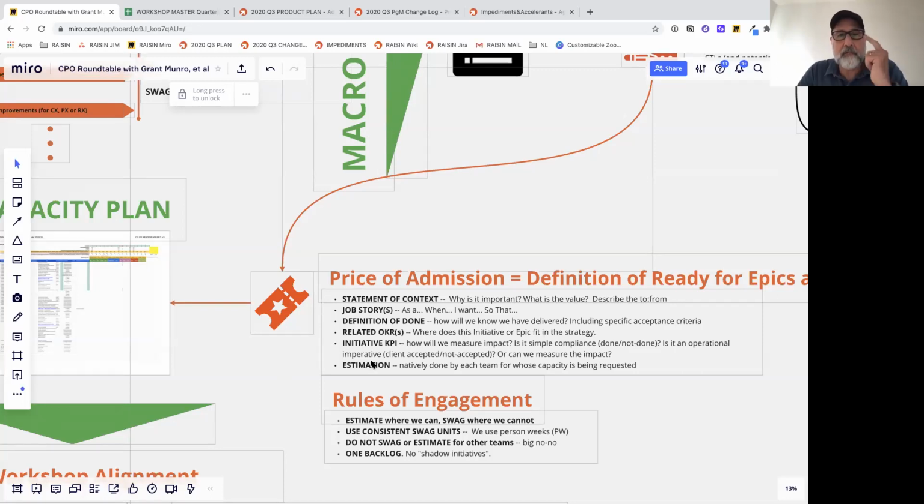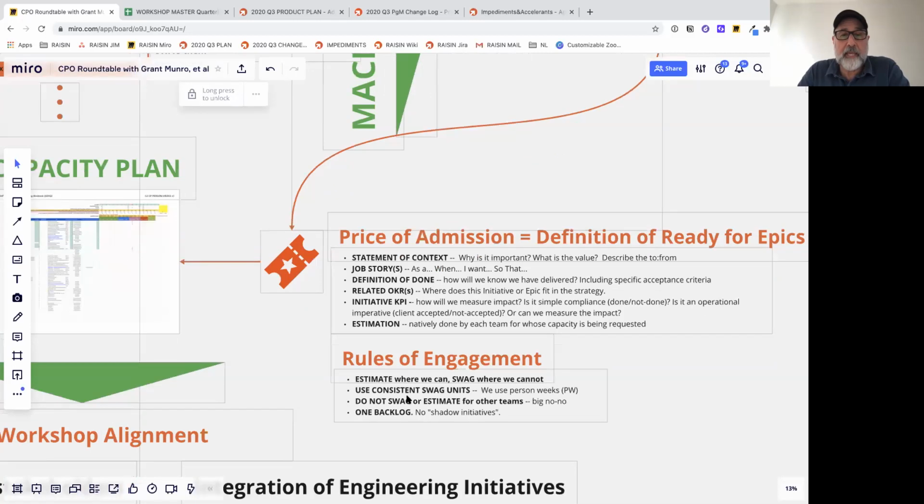There's a statement of context, there's job stories, definition of done, related OKR, this is actually treating. There's maybe a local KPI for the particular initiative or epic to tell us that we achieved what we wanted to achieve. And then of course, some estimation, whether it's a swag or a specific estimation. And then we have rules of engagement, which is we estimate where we can, swag where we can't, use consistent swag units. We happen to use person weeks. We can talk more about that in a second. And do not swag or estimate for other teams. Most of us know that's a big no-no.